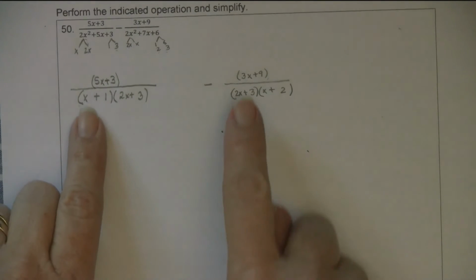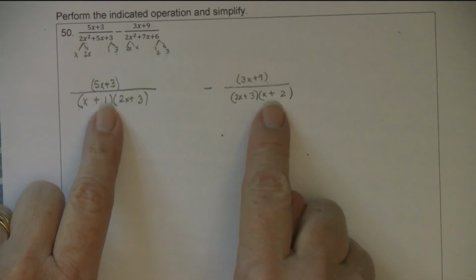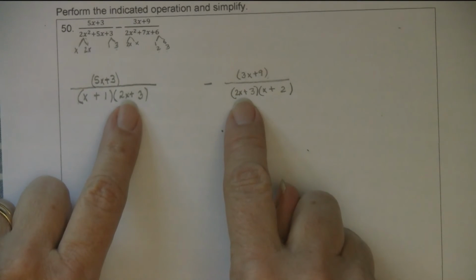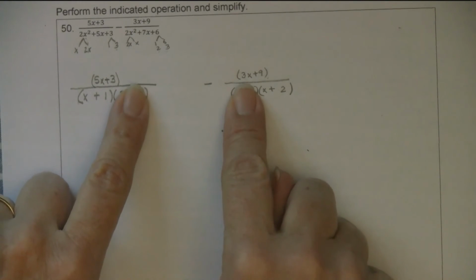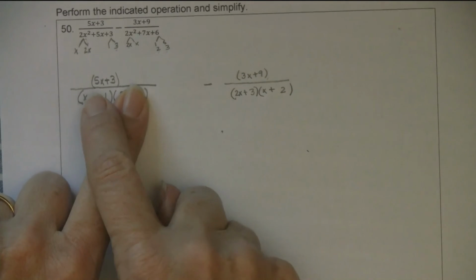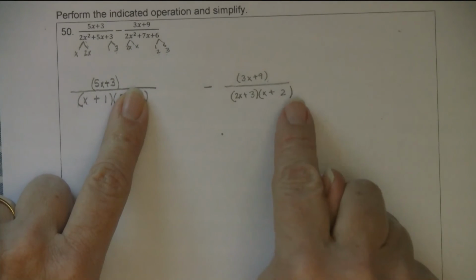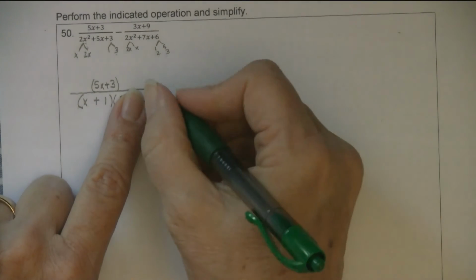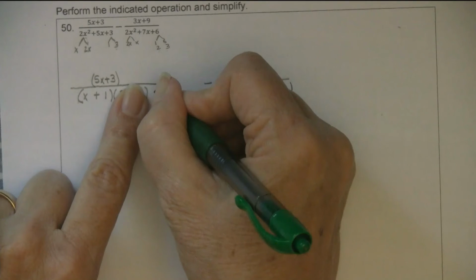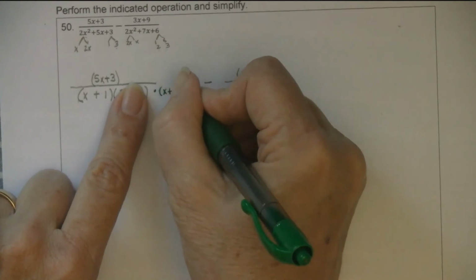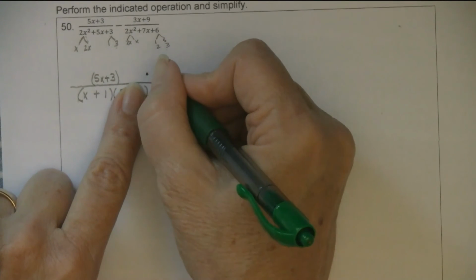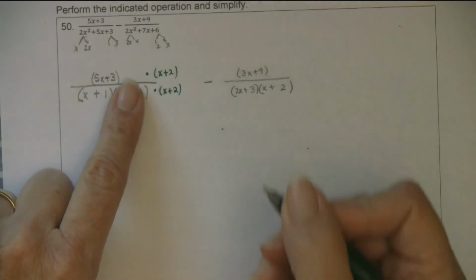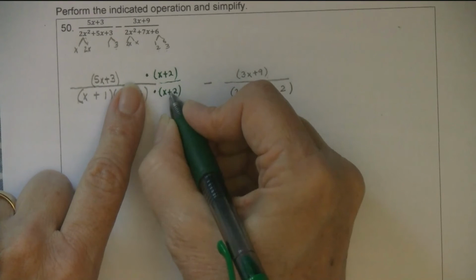So this guy says, hey, we're almost the same. We have some similarities. We both have a 2x plus 3, so we're already the same there. But this denominator is saying, I don't have an x plus 2. So we have to x plus 2 it. We're going to times the denominator by x plus 2, and we'll times the numerator by x plus 2. But this is secretly 1, right?